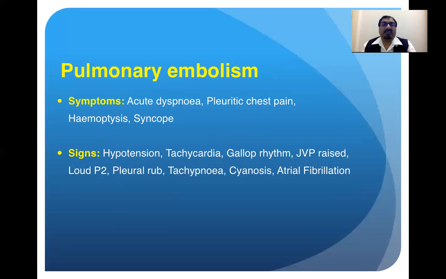Pulmonary embolism is another condition which presents to you with acute dyspnea, pleuritic chest pain. There may be some hemoptysis. There may be some cough with pink frothy sputum. Sometimes the patient may have a syncope, and there is a hypotension, gallop rhythm, JVP may be raised. There may be a loud P2, which is the sign of pulmonary hypertension. There may be cyanosis, sometimes atrial fibrillation.